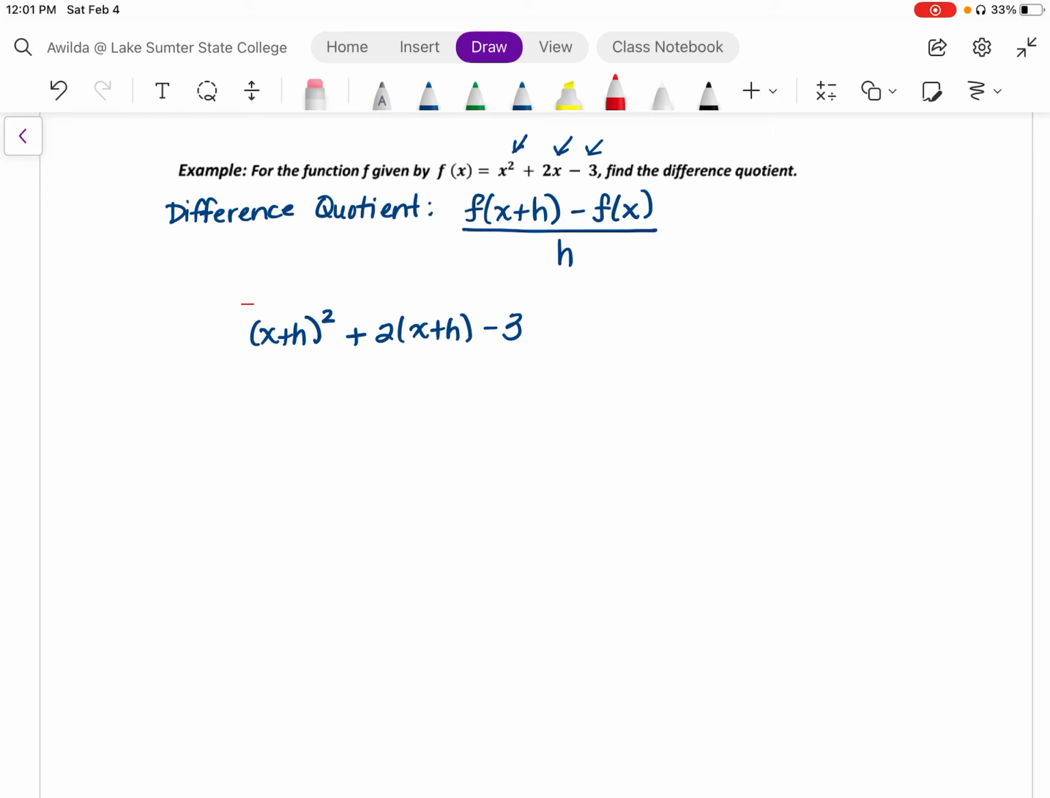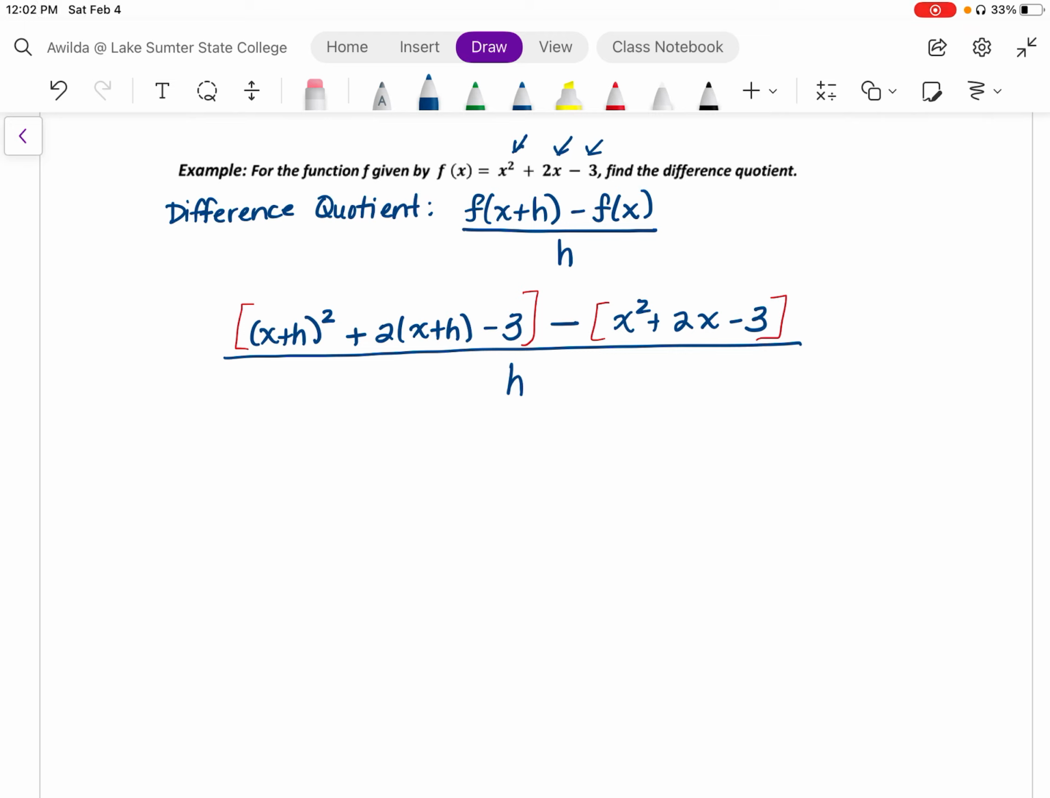Like we did before, I'm going to put this in little red brackets so that we can see that that's the first term in that numerator of the difference quotient. Next, we're going to subtract f of x. And f of x is, if you look at the original function, x squared plus 2x minus 3. And we're going to divide all of that by h. Now it's just a matter of simplifying this as much as possible.